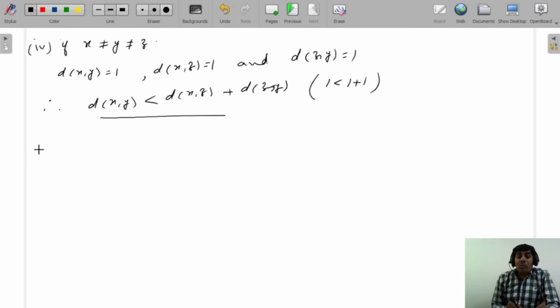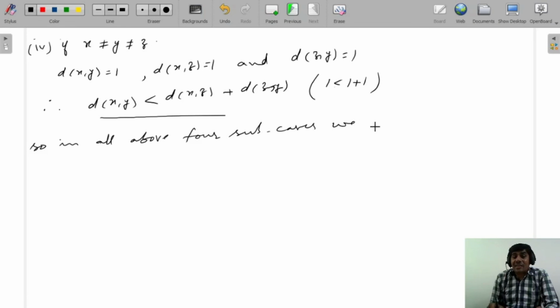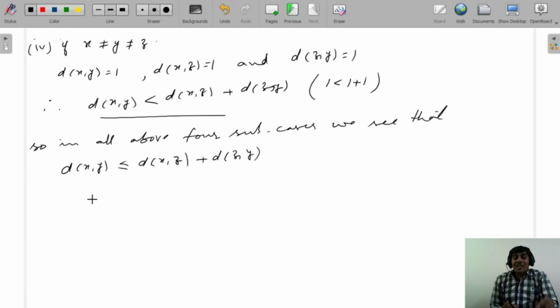So, in all the above 4 cases, we see that distance between x and y is less than or equal to distance between xz plus distance between zy. So, D satisfies all the 4 properties of a metric space.